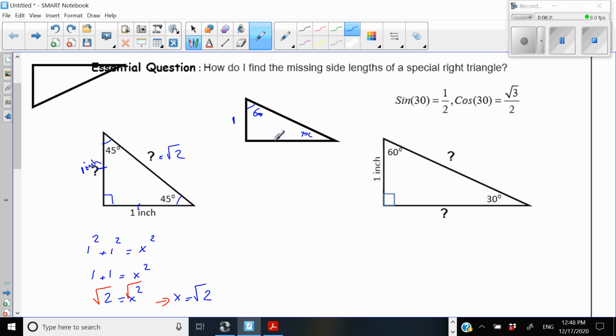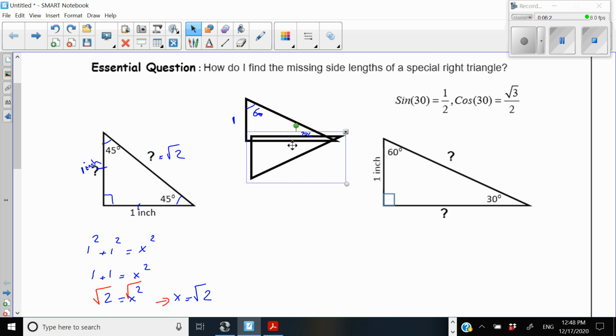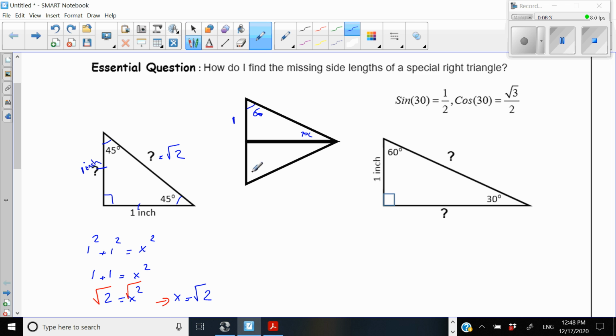I draw it here. Now I'm going to use another triangle, which is exactly equal to this one, but it's just flipped. And I'm just going to put that here. So they both are making one triangle. Because this one is equal to the other one, that means this side is also 1. So basically, this whole thing is equal to 2.